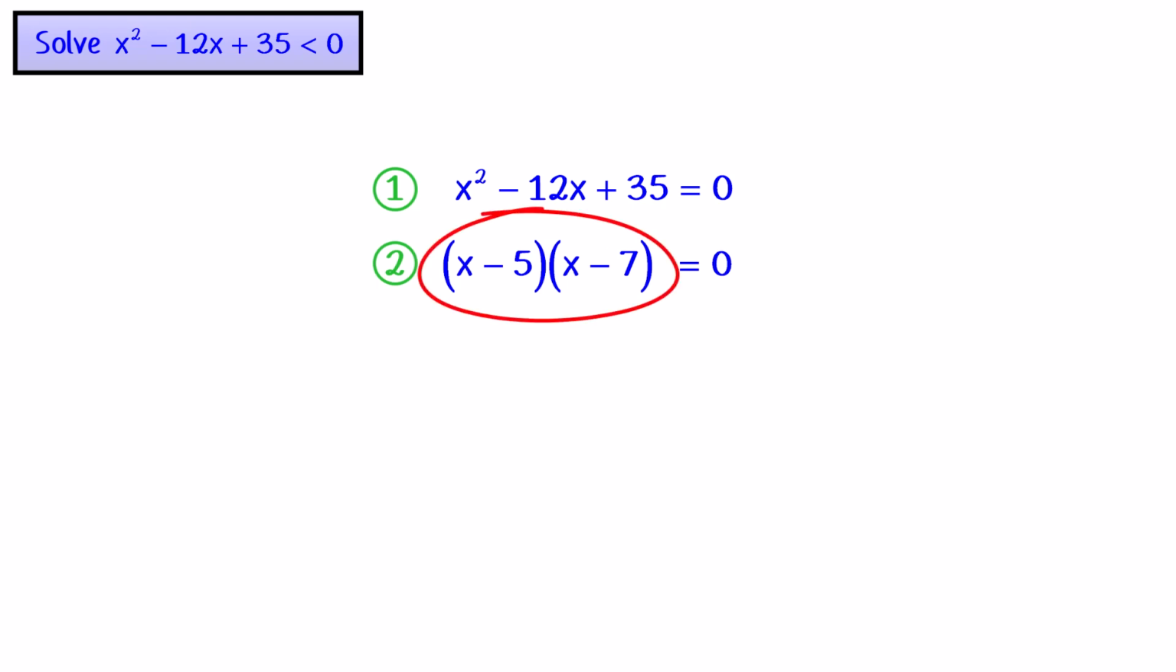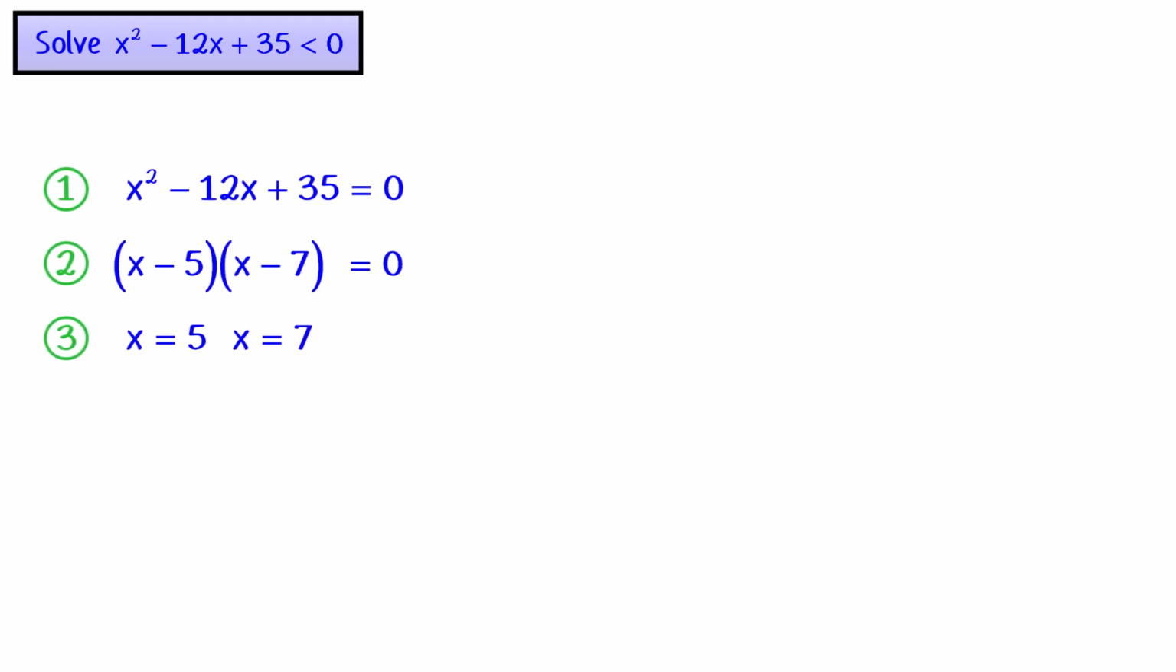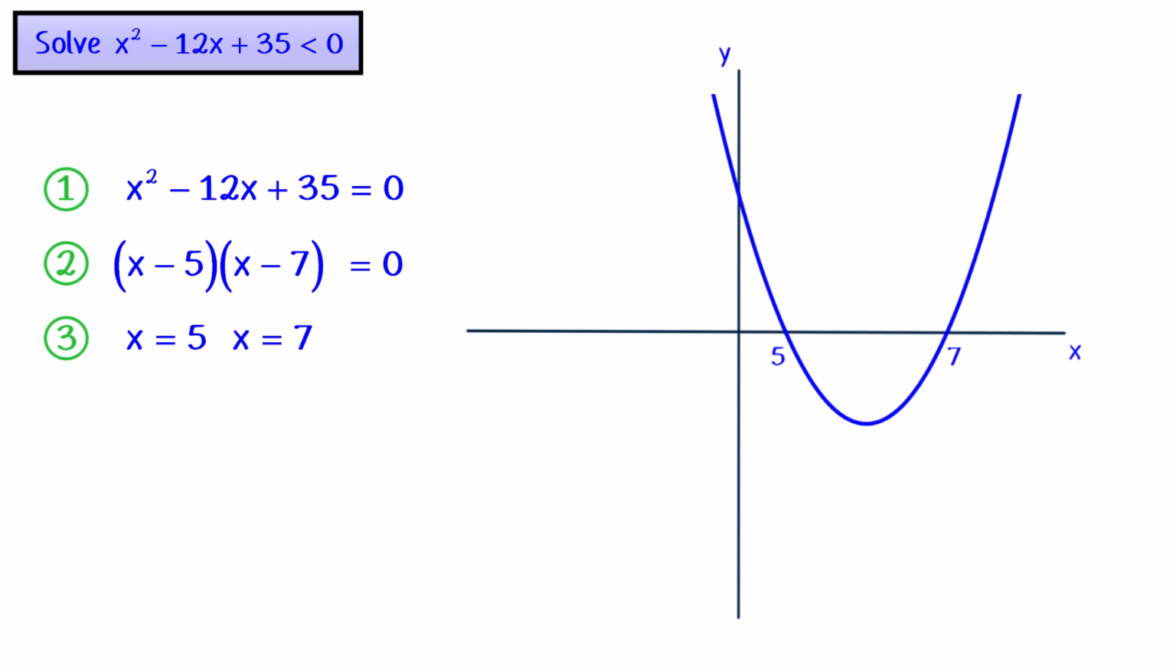Here, we've got two terms multiplied together that are equal to 0. And to satisfy this equation, x must be equal to 5 and x must be equal to 7. Okay, so what we've just found is the values of x where this quadratic function is equal to 0. Or in other words, where this graph crosses the x-axis, which is where the value of y is equal to 0. But the question doesn't ask for this.